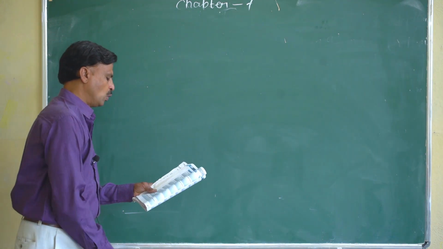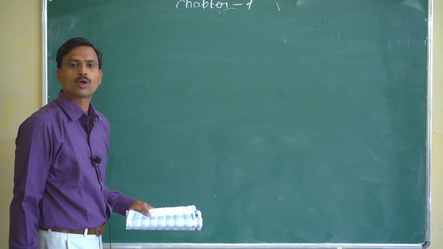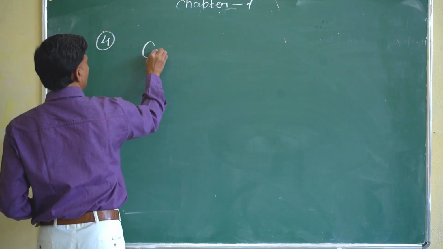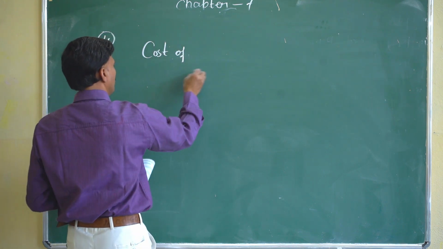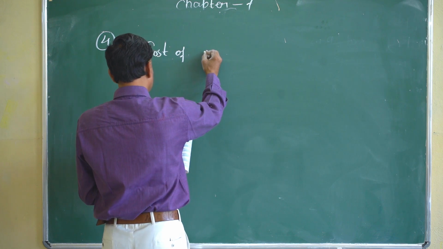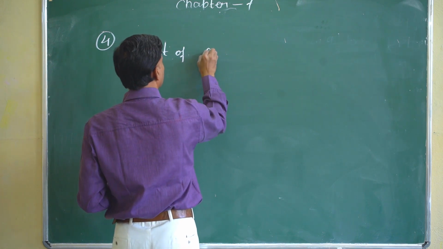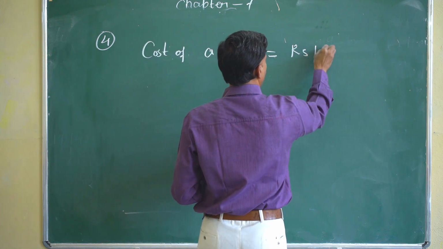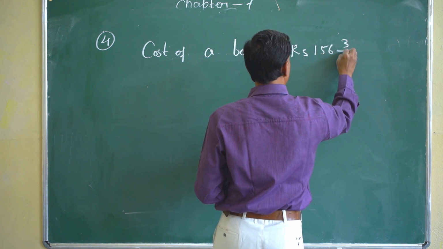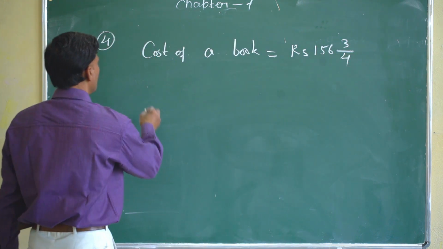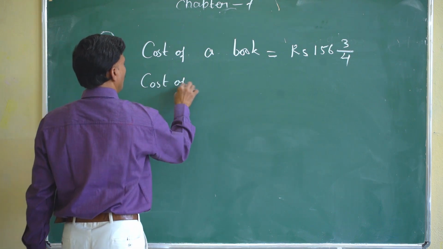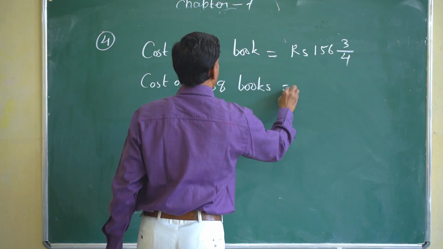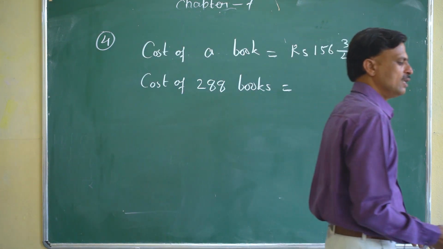The cost of a book is given. We have to find out the cost of 288 such books. Fourth question I'm telling. Okay, cost of a book, rupees 156 whole number 3 by 4. We have to find out the cost of 288 books, 288 books of the same type.